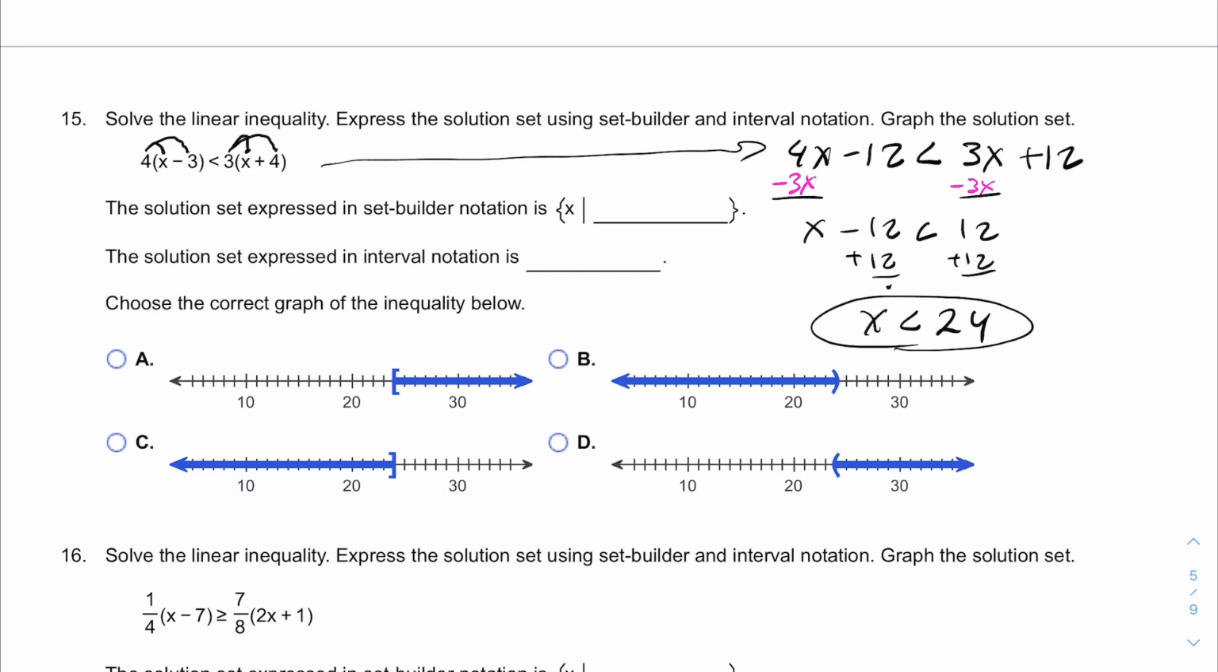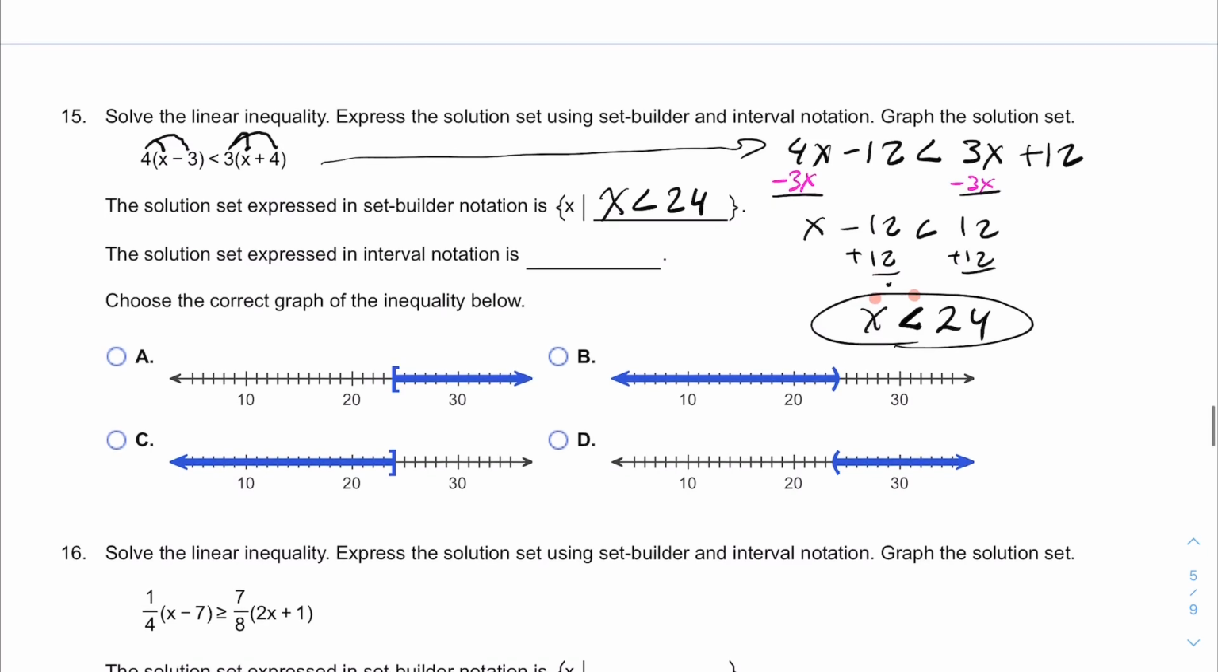Of course, writing this in set builder notation is the set of all x's such that x is less than 24. And the interval notation, let's see if we can find this interval. Big clue, this is less than, so it's not going to have a square bracket. We're looking for the x values that are less than 24. That must mean it's going to the left, and it's open. That's really looking like B, isn't it? Yeah, B is the right answer.